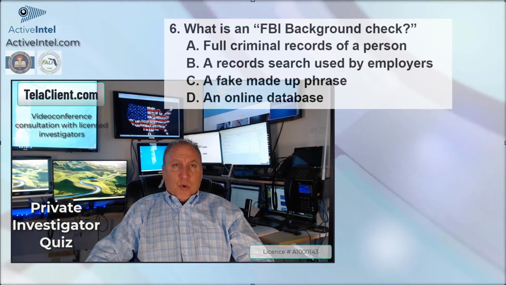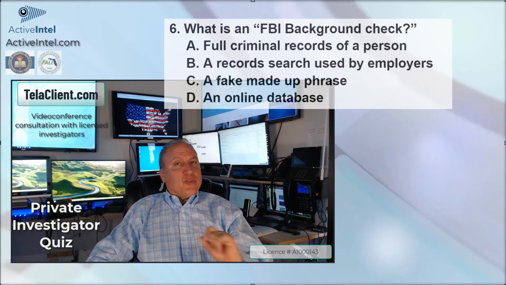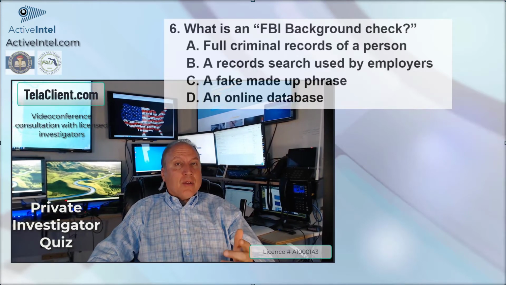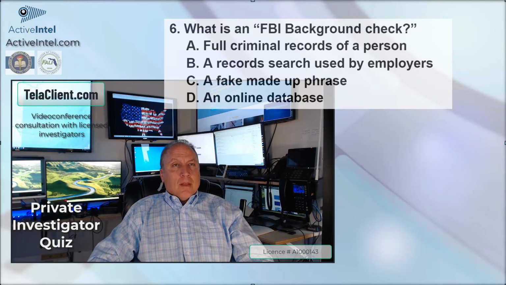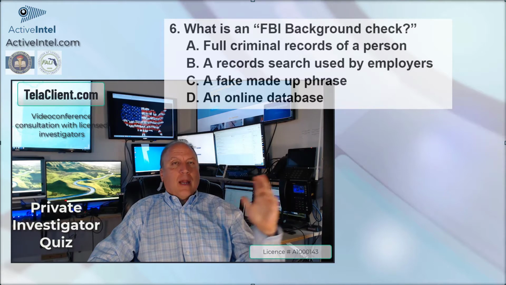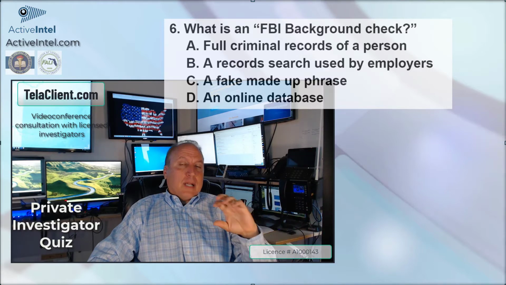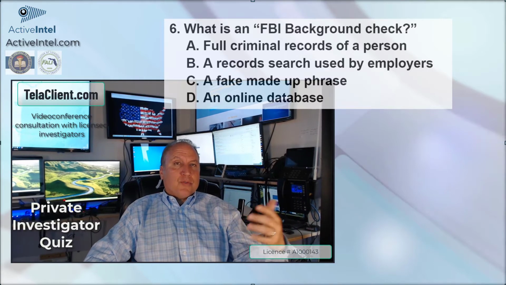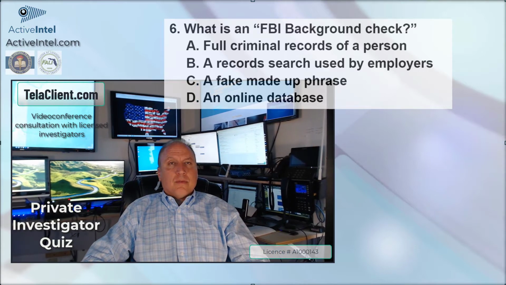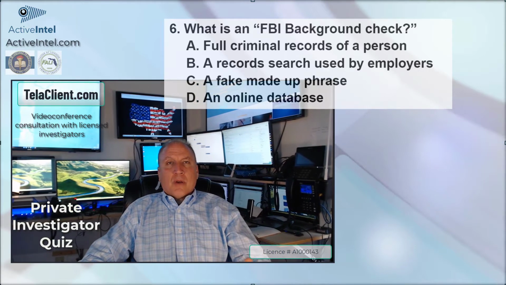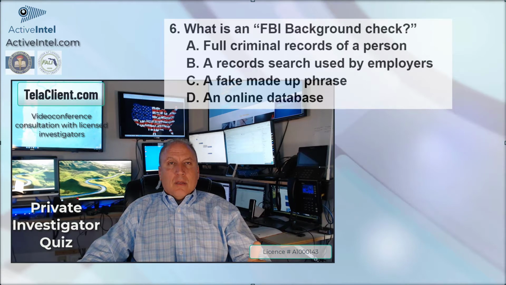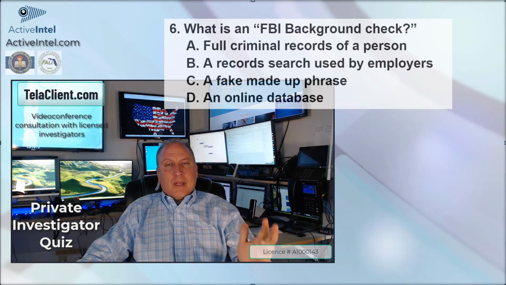A, it's a full criminal record of a person. B, a record search used by employers. Before they hire you, they run an FBI background check for employment purposes. C, it's a fake made-up phrase. Doesn't mean anything. Or D, it's an online database where you can search for criminal records. A, full criminal records. B, employment search. C, made up, fake name. D, it's an online database.